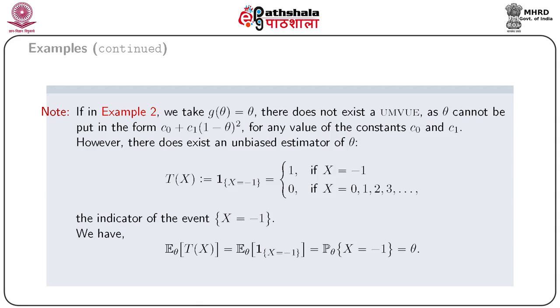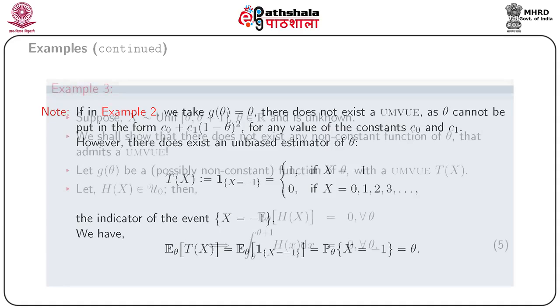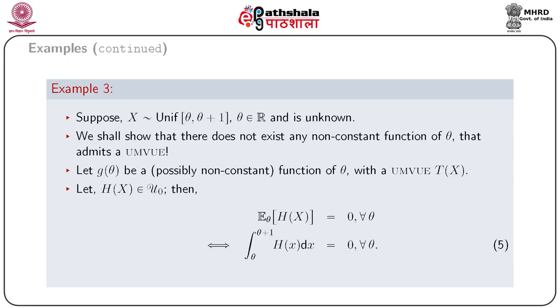Though there exists an unbiased estimator of theta, which is given by T(x) equals 1 if x equals minus 1 and T(x) equals 0 if x equals 0, 1, 2 up to infinity. Next, we consider another example.